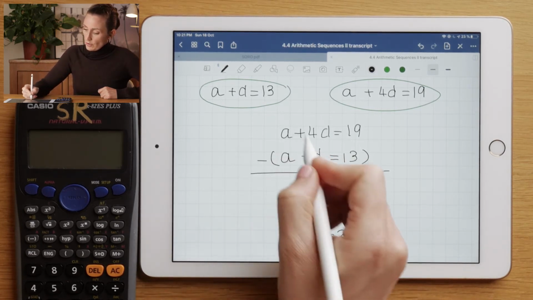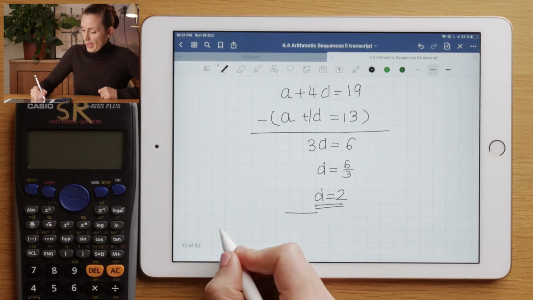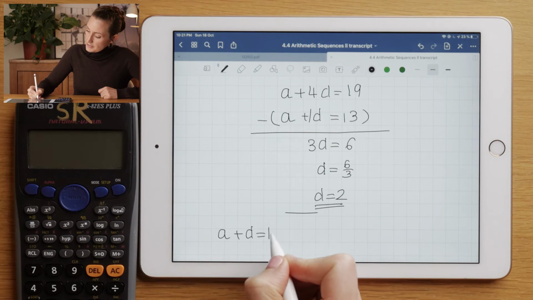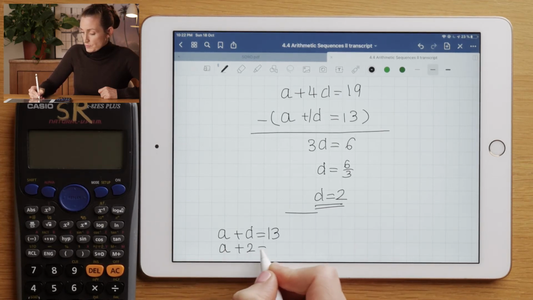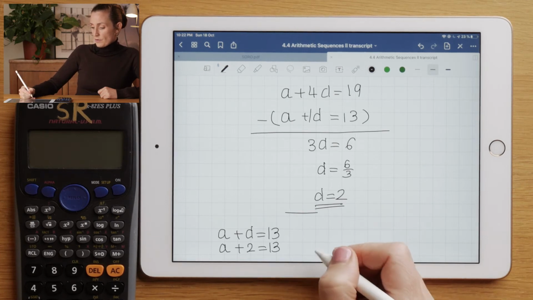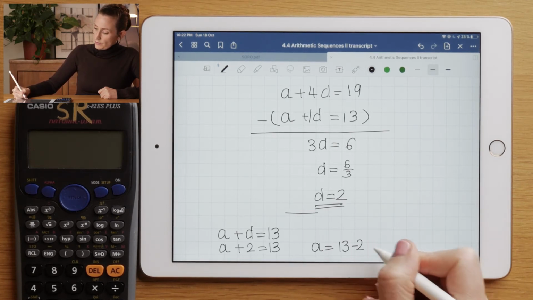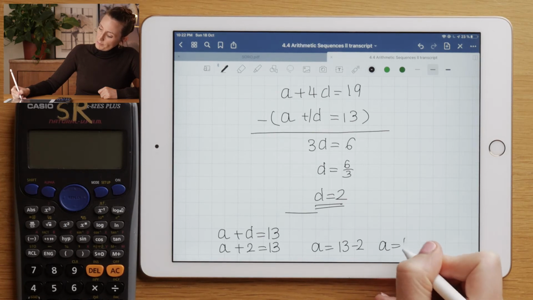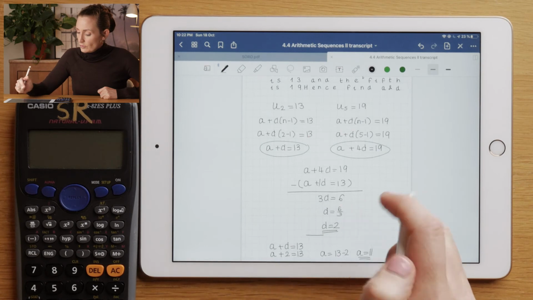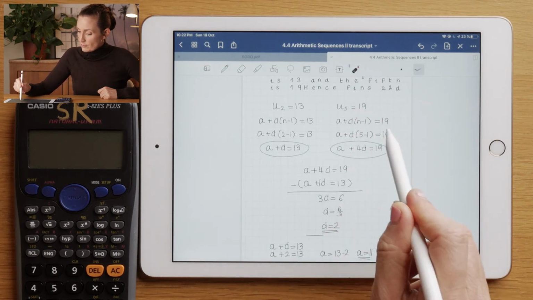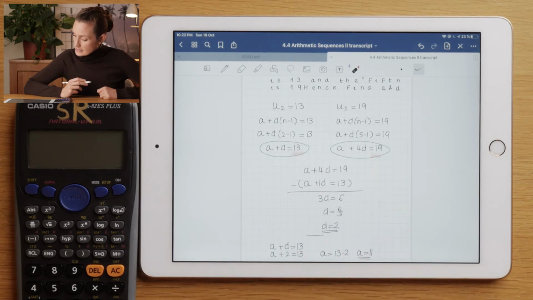Once you know D, you can loop back to the start and find A. So if I know that A plus D is 13, but I know D is 2, A plus 2 is 13. So that must mean that A is equal to 13 take away 2. So A must be 11. You could take these numbers and substitute them back in the formula and check you got 13 and 19.